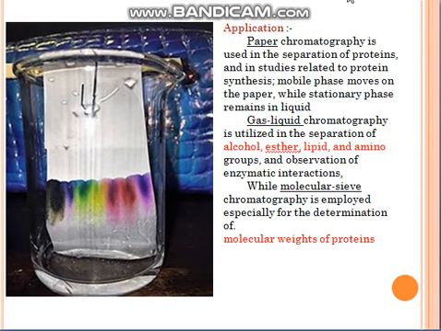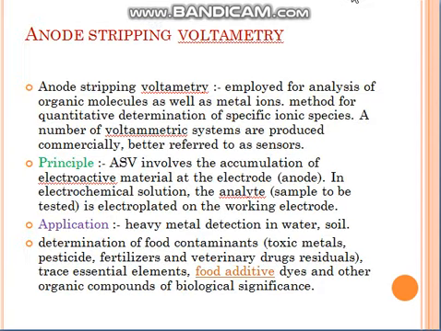Paper chromatography is used in case of protein synthesis, and here the mobile phase of the molecules moves in the paper while the stationary phase remains in the liquid. Similarly, gas liquid chromatography is used for the separation of alcohol, ester, lipid, amino acid groups, etc. And molecular sieve chromatography is employed in case of molecular weights of proteins.